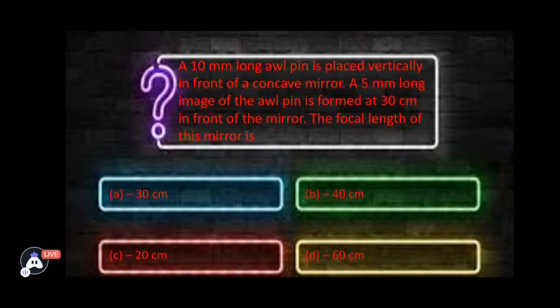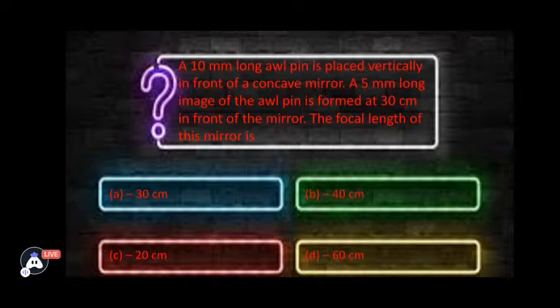A 5 millimeter long image of the awl pin is formed. The image is of 5 millimeter, the object was of 10 millimeter. And it is formed at 30 centimeter in front of the mirror. जो image बनी है वो in front of the mirror बनी है. And that too 30 centimeter. You need to find out the focal length. Now calculate it fast. I'm giving you a minute. You need to think, what is 10 millimeter? It is the height of the object. And what is 5 millimeter? It is the height of the image. So we could notice that the image size is shorter than the object size.